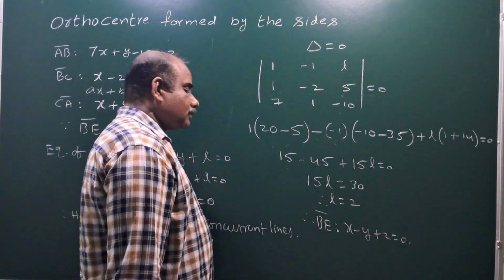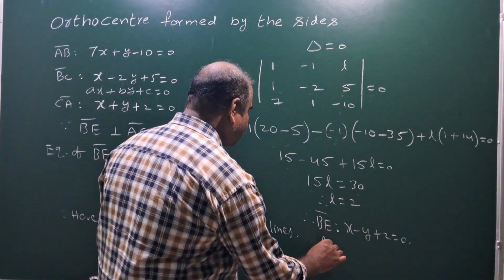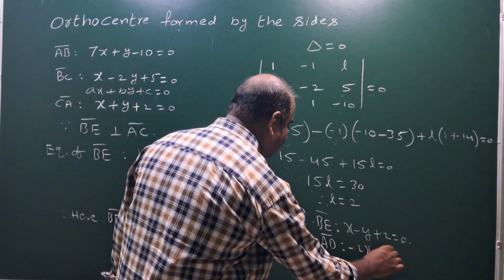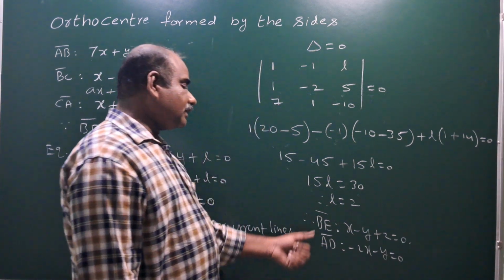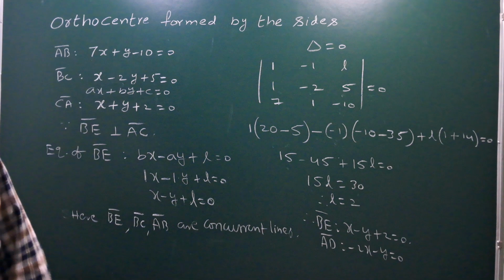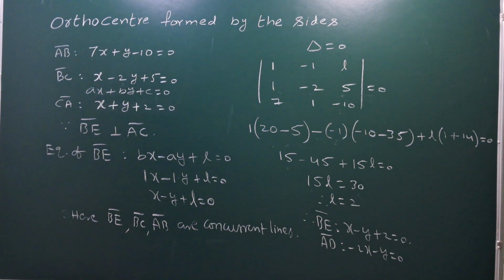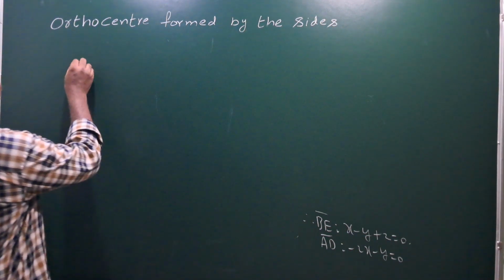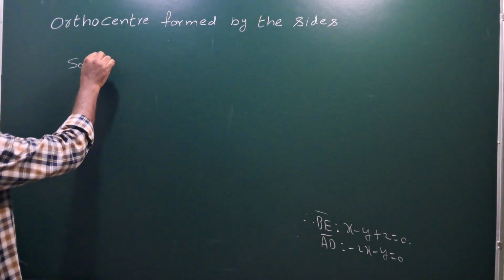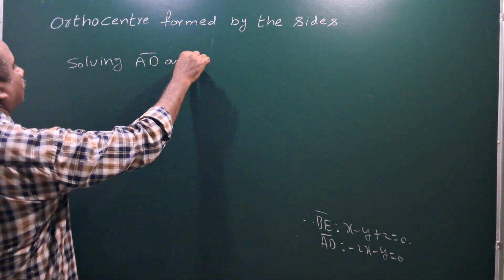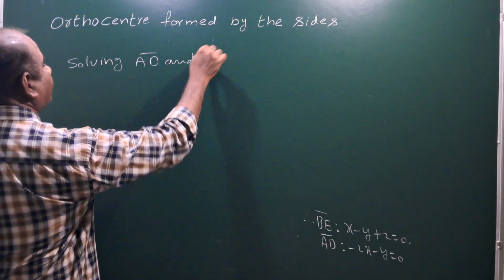Okay. So already we have the equation of AD like this: minus 2x minus y is equal to 0. So by solving these two equations we get the orthocenter. Okay, let us see the remaining. Solving AD and BE we get the orthocenter.